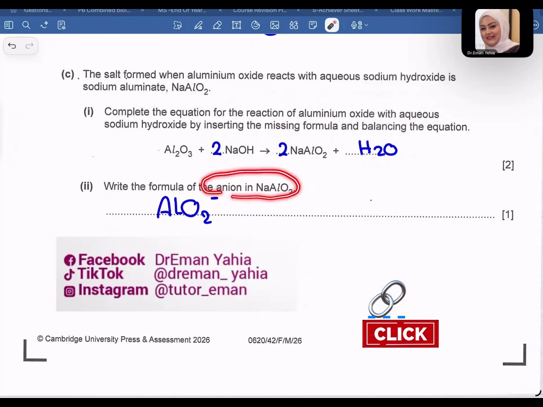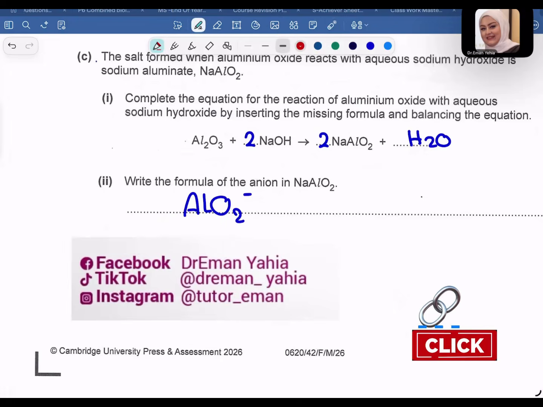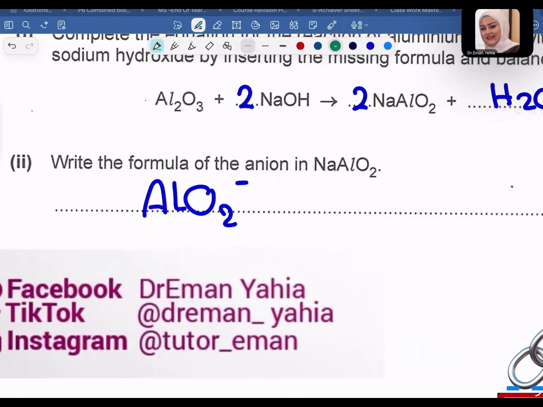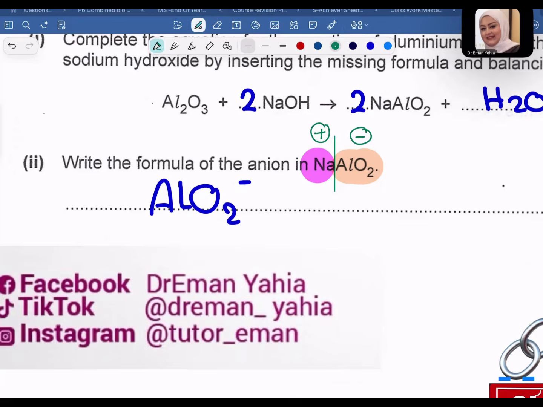Write the formula of the anion in NaAlO2. By the way, any compound has a cation and an anion. So where is the cation and where is the anion? The left side is always the cation and the right side is always the anion. So this part is the anion and that part is the cation, which is the metal, on the left side. So Na is positive 1, and to cancel out its charge, it's going to be AlO2 negative 1.